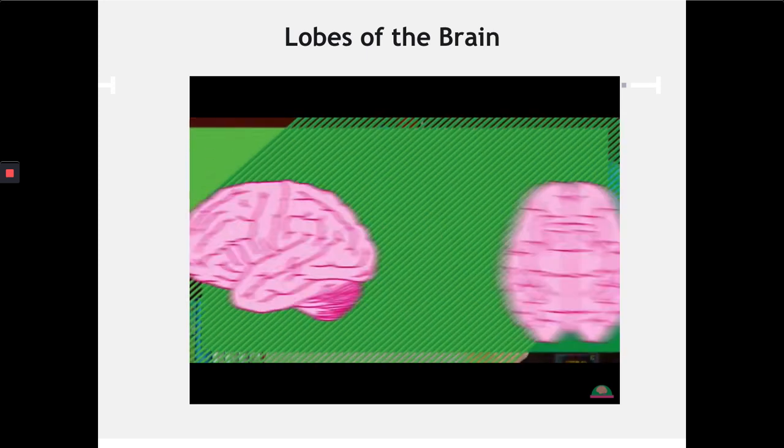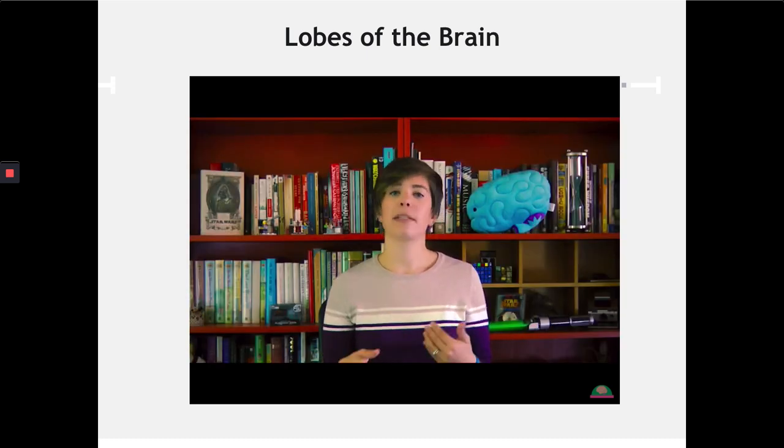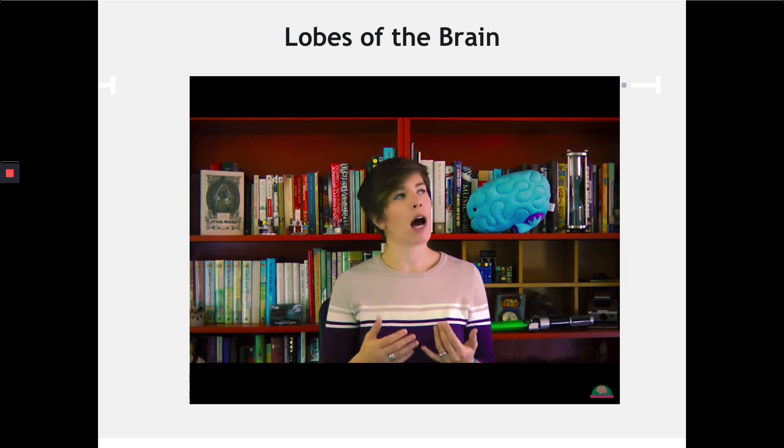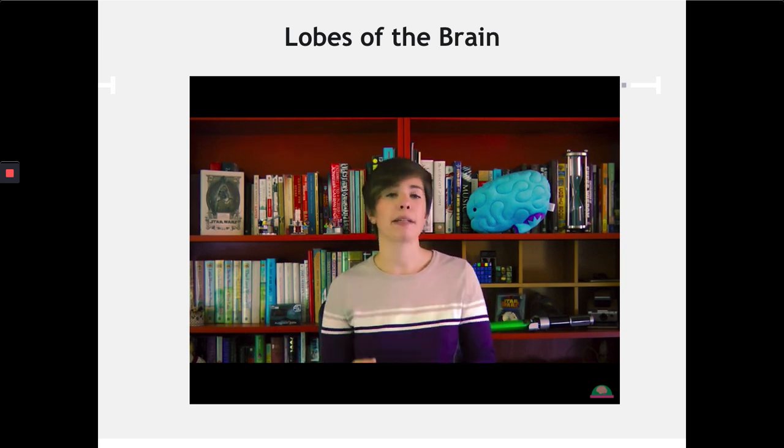At the back of the brain, we find the occipital lobe. This lobe is the smallest of the four, but it's really important. The occipital lobe is responsible for visual processing. The occipital lobe itself can be broken up into different areas that process images of objects and patterns, motion tracking, perceiving color, and mapping space.